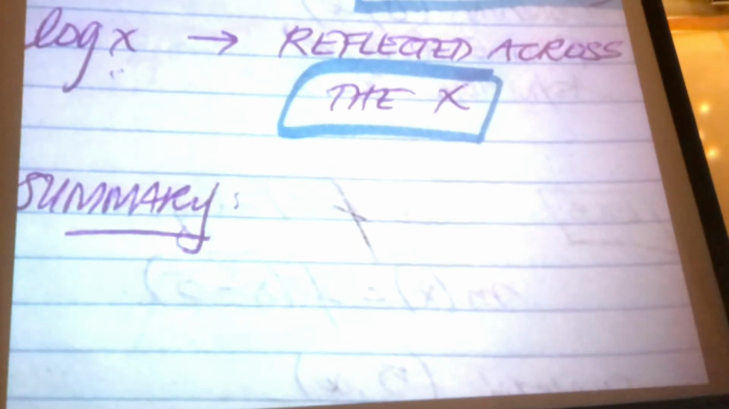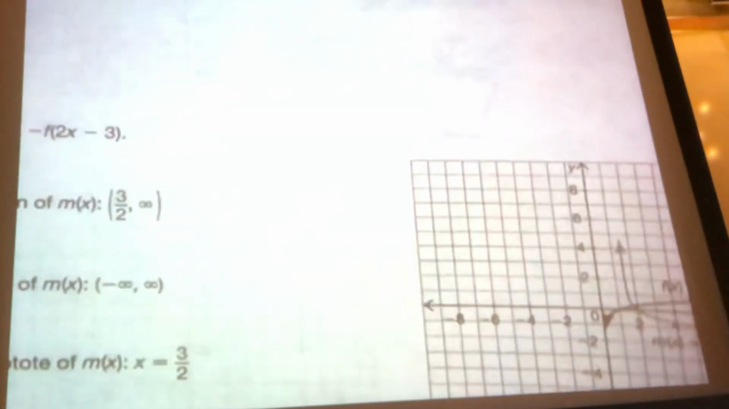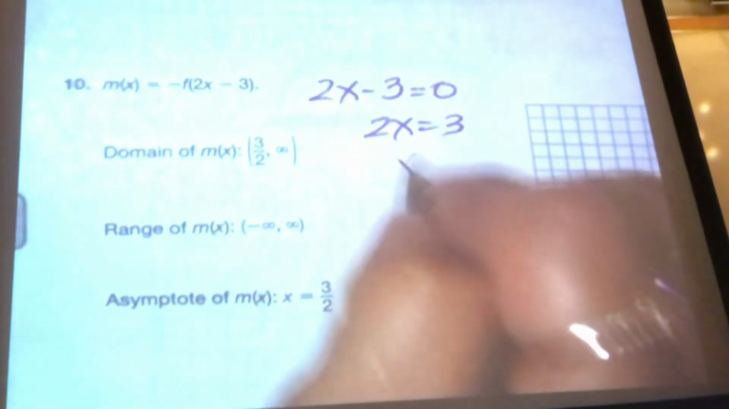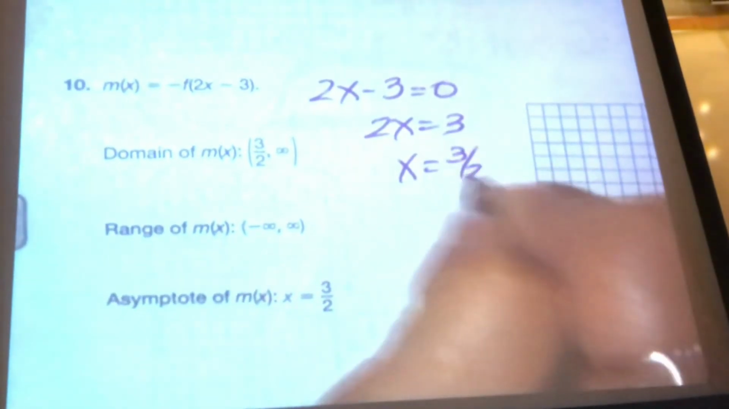Yes, sir? Number 10, sure. Number 10 is a little different because a lot of you guys forgot that you have to set the argument equal to 0. You don't just put 3 or 2. You have to say 2x minus 3 equals 0. So 2x equals 3. That means x is equal to 3 halves. That's your asymptote.